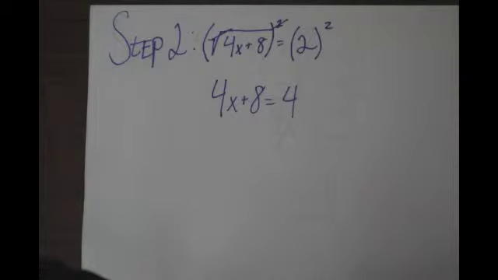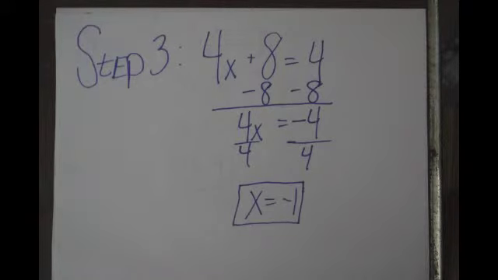Next, you are going to raise each side of the equation to the index number of the radical. In this case, the index number is 2. You raise each side of the problem by 2, eliminating the radical signs, so you are left with 4x plus 8 equals 4. The last number is 4 because what you do to one side of the problem you must do to the other.